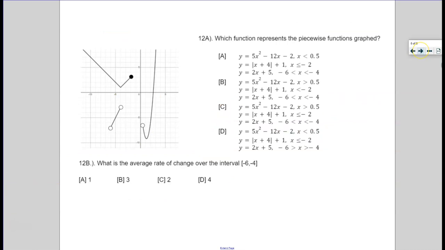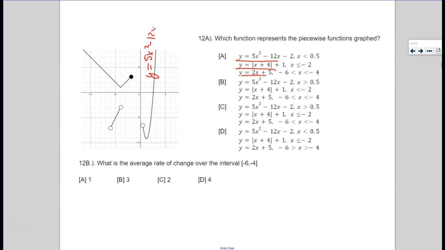All right. Now, again, we have a continuous piecewise function. We are going to match the functions to the graphs that we're given. All the functions listed here are the same. The first one, y equals 5x squared minus 12x minus 2. Obviously, it's going to be half of a parabola.